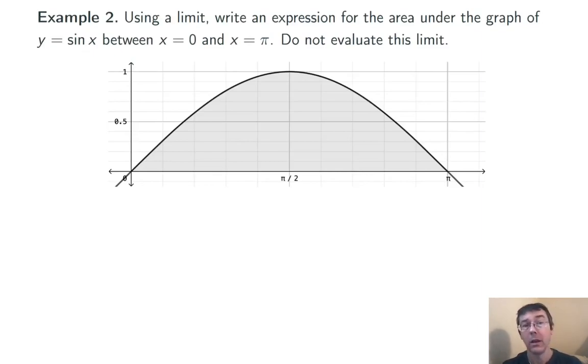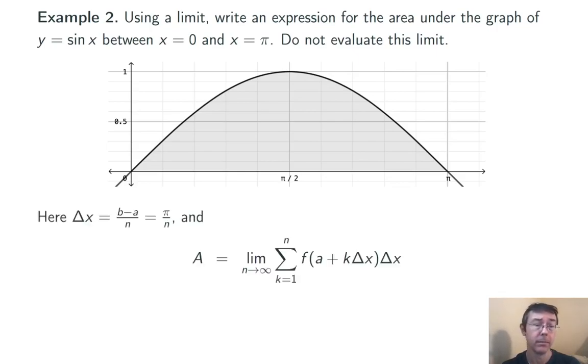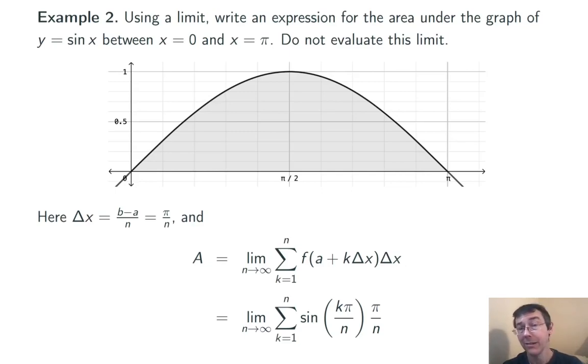Example 2. Using a limit, write an expression for the area under the graph of y equals sine of x between x equals 0 and x equals pi. Again, don't evaluate the limit. In this case, the interval has a total width of pi, so delta x is going to be pi over n. Taking the formula for the area as a limit and replacing f with sine, a with 0, and delta x with pi over n, we get this limit. Limit as n goes to infinity, sum k equals 1 to n, sine of k pi over n times pi over n.